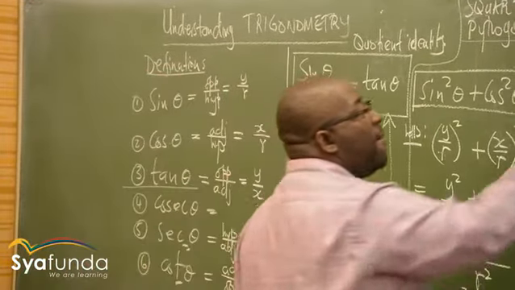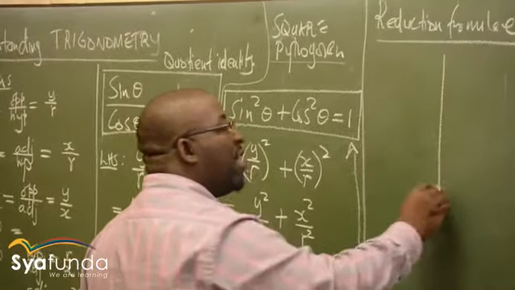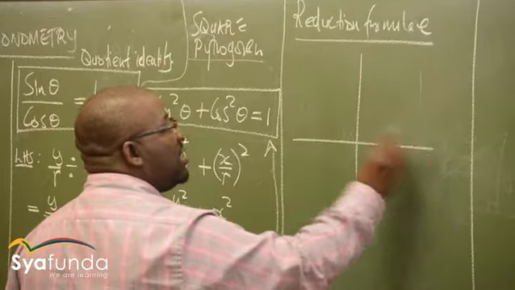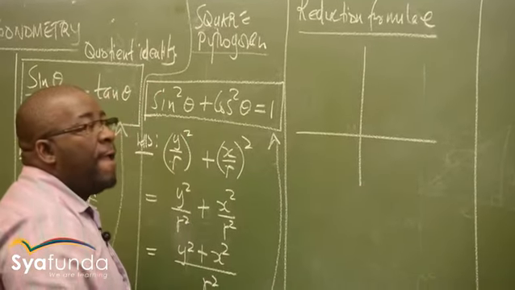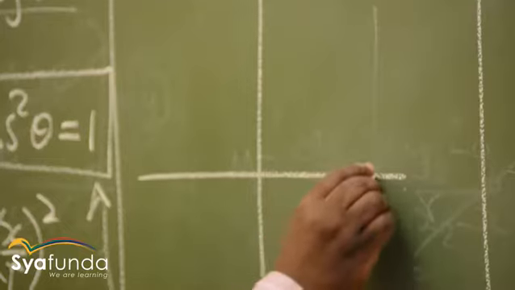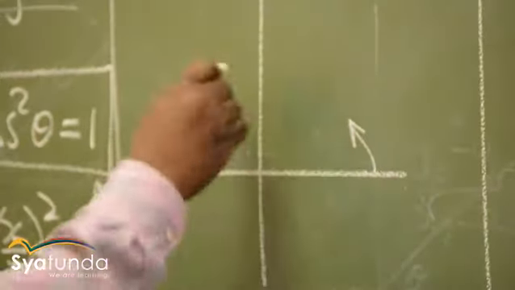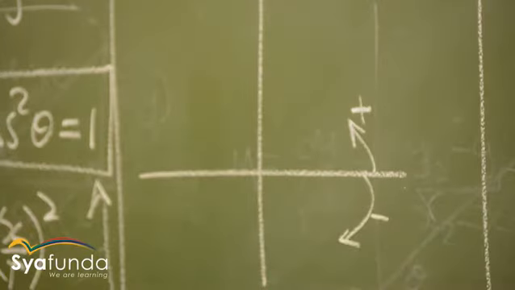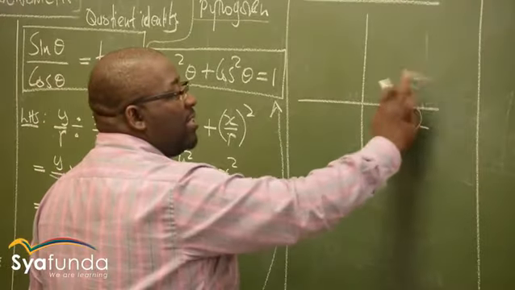Reduction formulae. Right. It helps to have a Cartesian plane when we're dealing with this section. Remember, these are the x-axis, these are the y-axis. Now, when we move this way, we usually move towards the positive angles. When we move that way, we're moving in the negative direction. So anti-clockwise is positive and clockwise is negative angles. Remember that angles are measured in degrees.